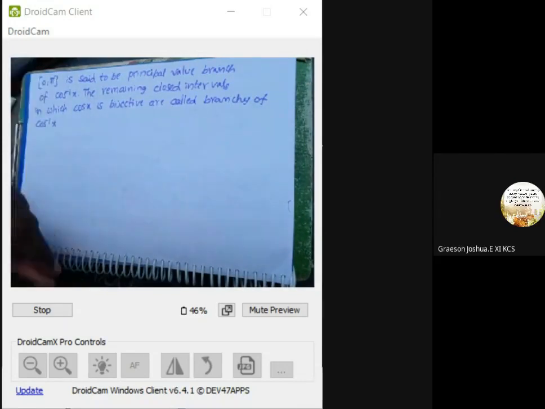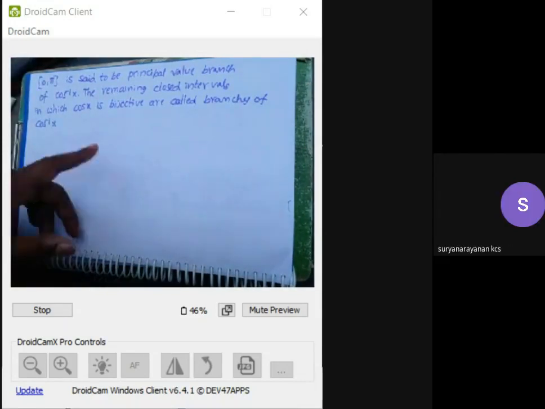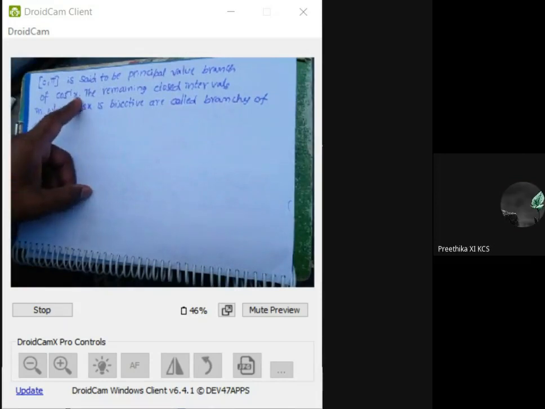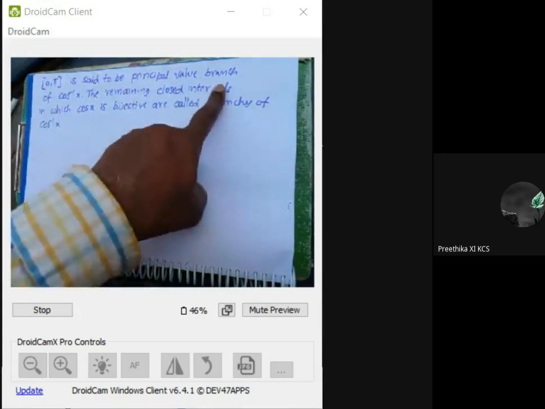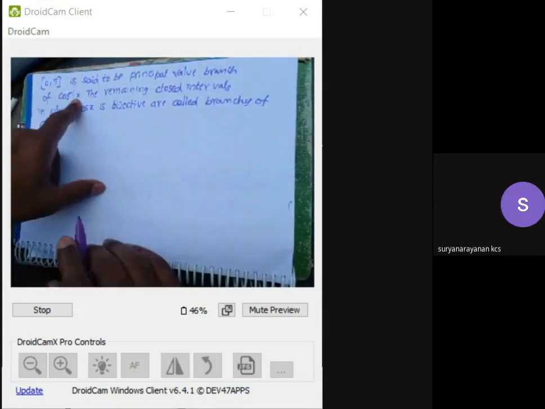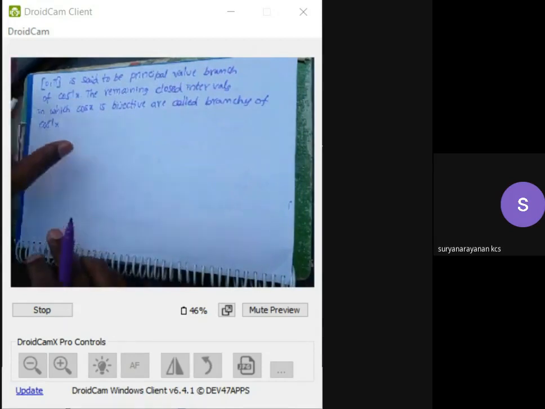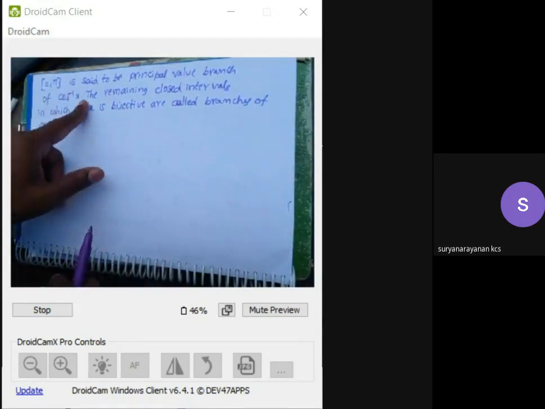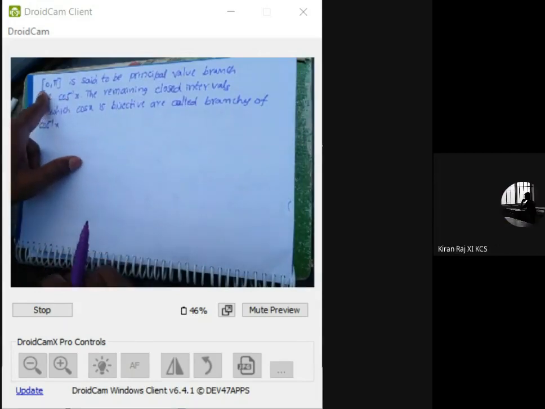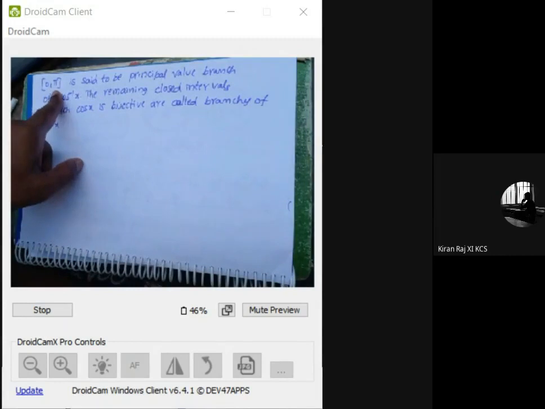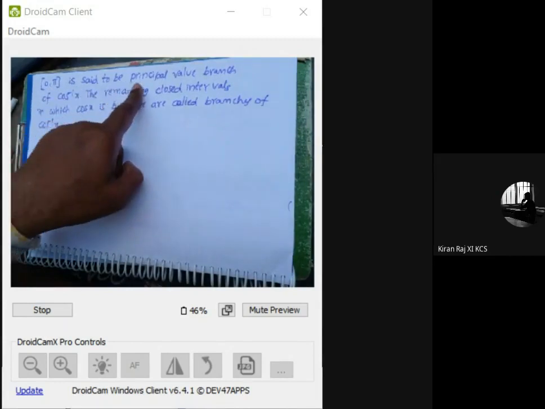Okay, Pritika, read this sentence. Yes, sir. Closed interval 0 comma pi is said to be principal value branch of cos inverse x. That's all. Thank you, my dear Pritika. Kiran Raj, read this sentence. Yes, sir. A closed interval of 0 comma pi is said to be a principal value branch of cos inverse x.